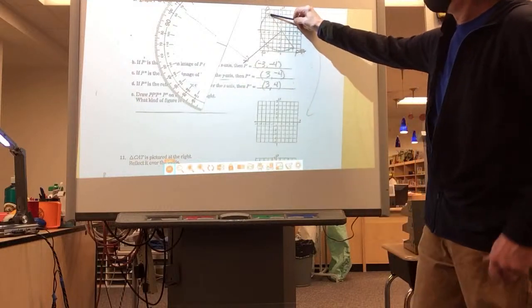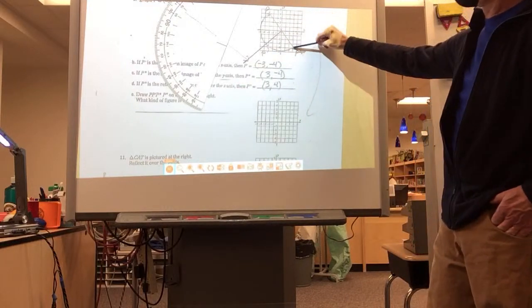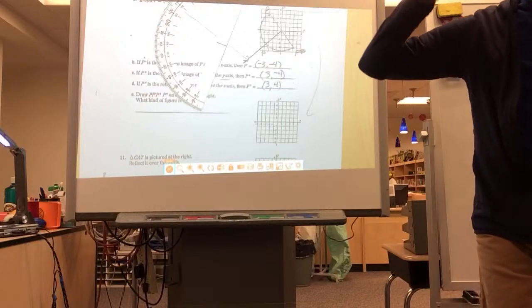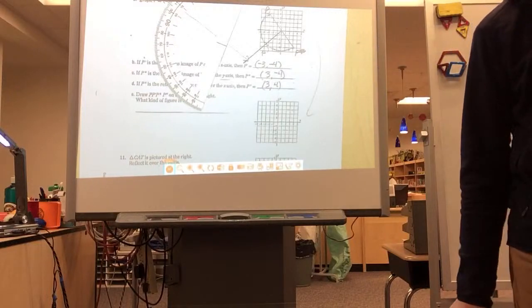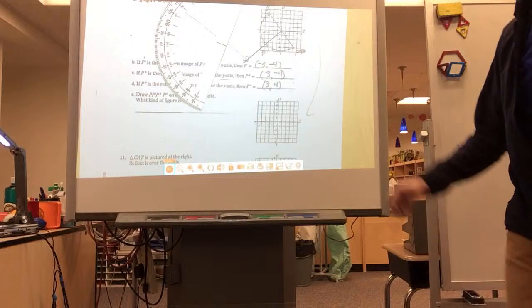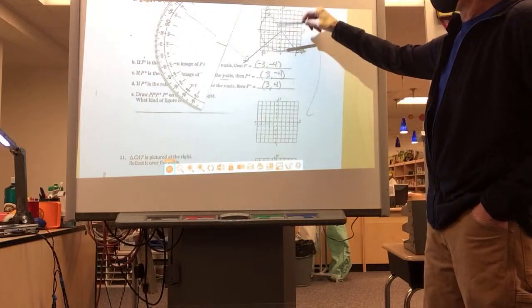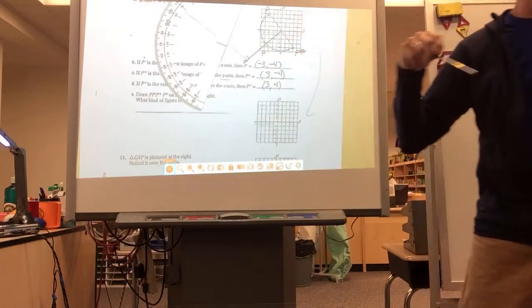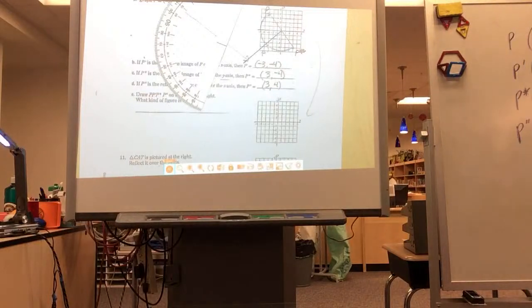Well, in this case here, reflecting over the x and the y turns into a 180-degree rotation. If you reflect over just the x, then it's half of that. But more of that kind of work is going to come up later on.